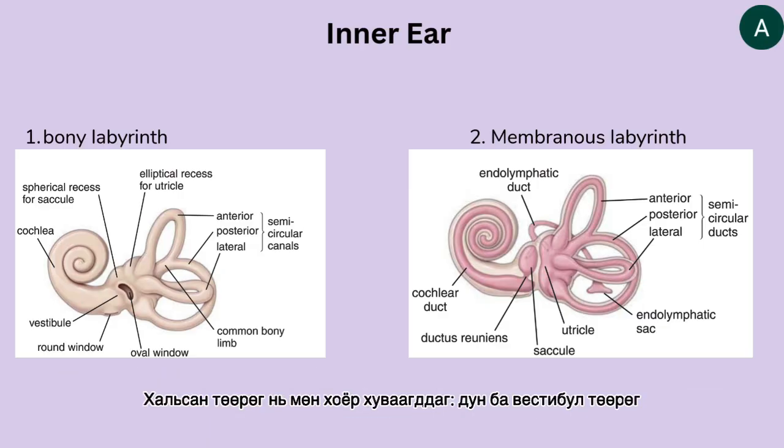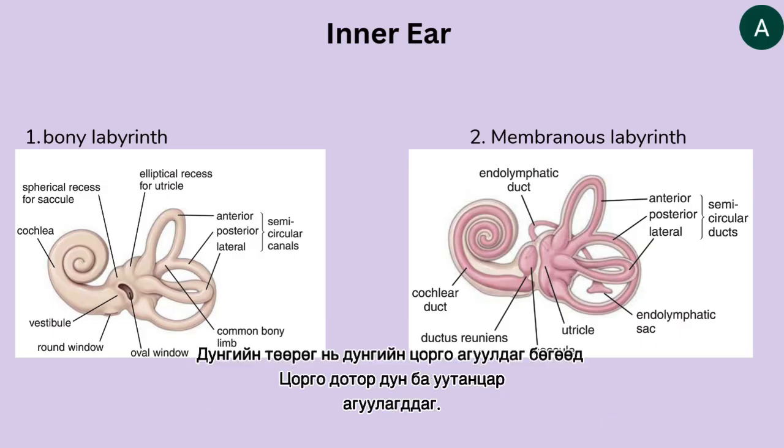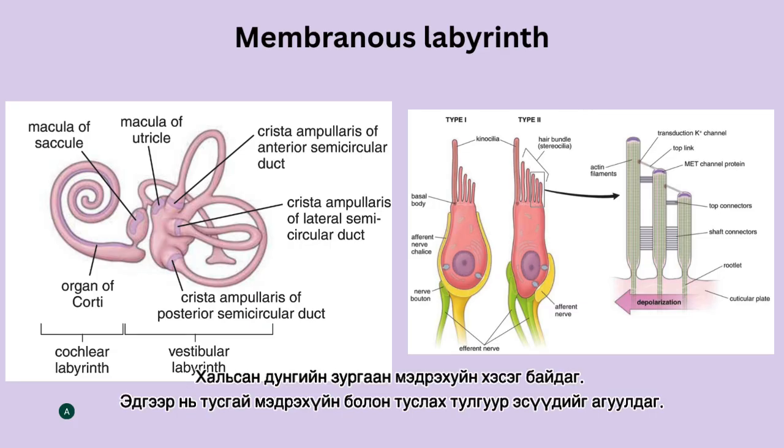The membranous labyrinth is also divided into two parts, the cochlear labyrinth and the vestibular labyrinth. The vestibular labyrinth contains the semicircular duct, the utricle, and the saccule. The utricle and saccule are connected by the utricular-saccular duct. The cochlear labyrinth contains the cochlear duct, which is inside the cochlea and continues from the saccule.